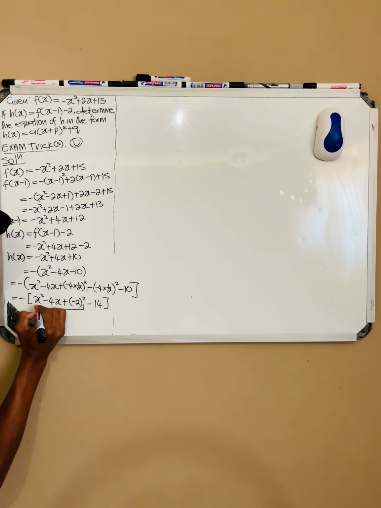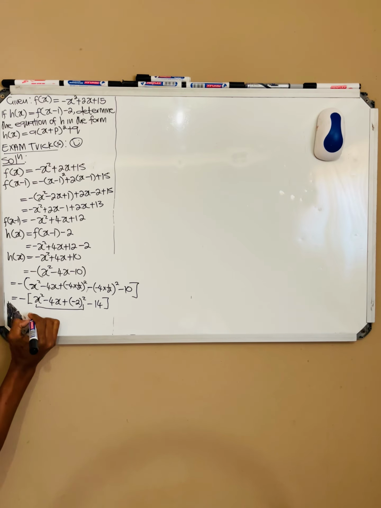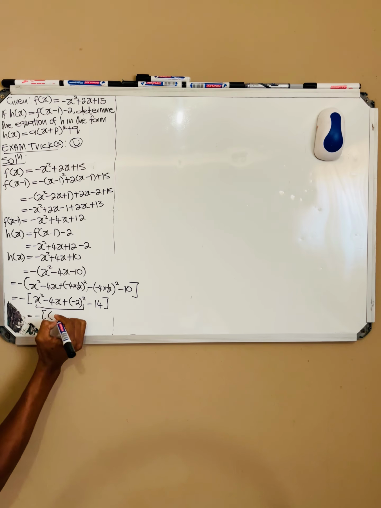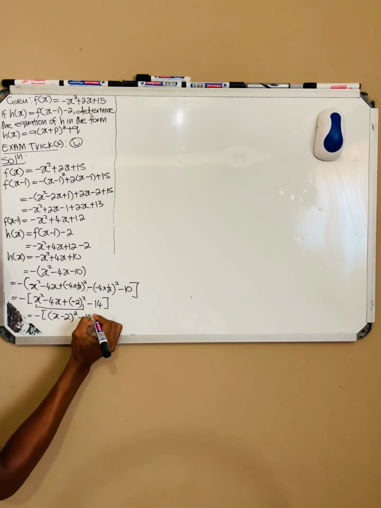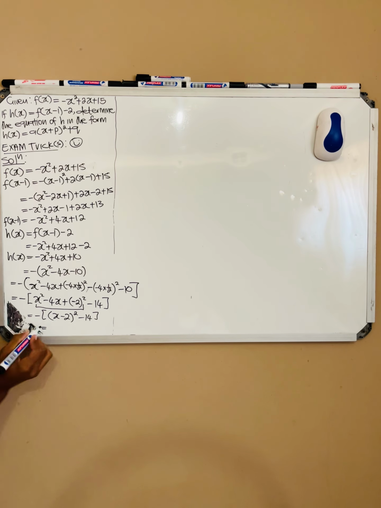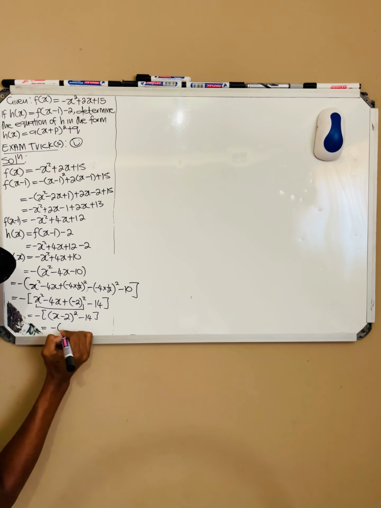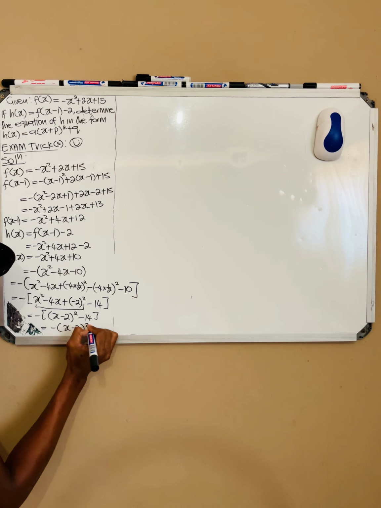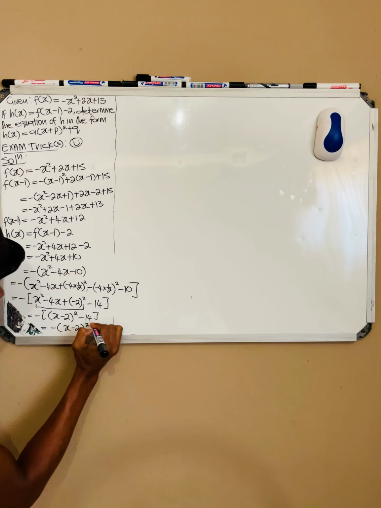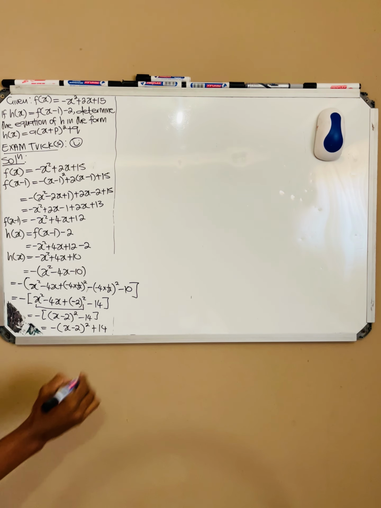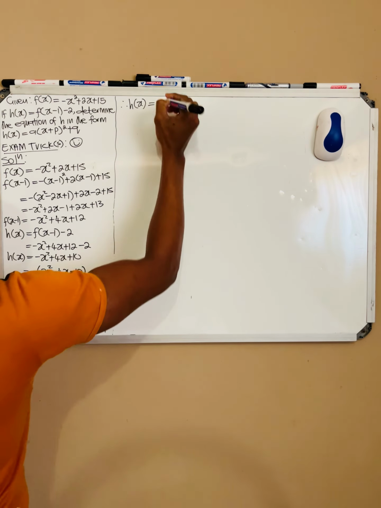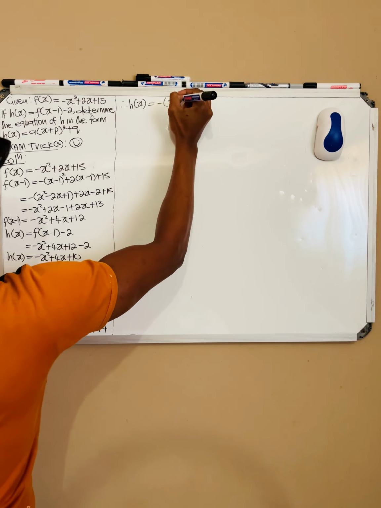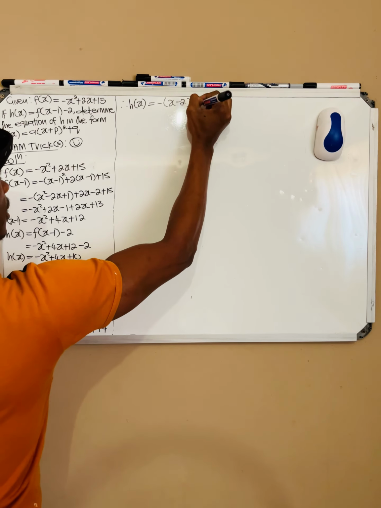Then after you factorize the perfect square trinomial, it's going to be minus, then you're going to have x minus 2 all squared, then minus 14. Then you multiply by the negative: negative multiplied by x minus 2 all squared gives negative into x minus 2 all squared, and negative multiplied by negative 14 is positive 14. Therefore, h of x in the turning point form is going to be minus into x minus 2 all squared, then plus 14.